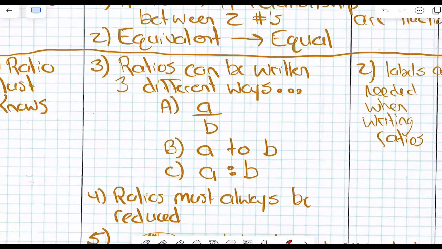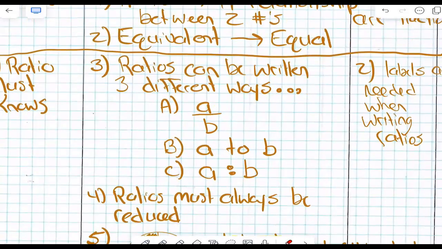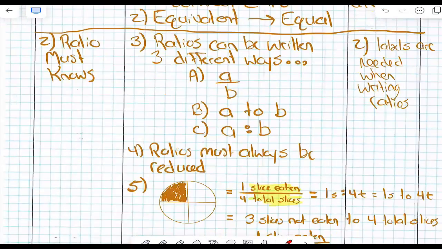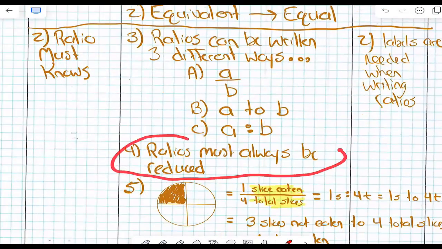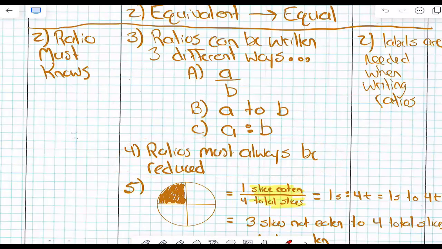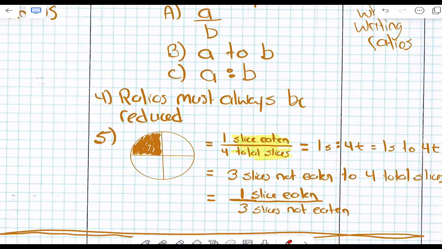All right, so ratios can be written 3 ways. Before we talk about the relationship between two numbers, I need to make sure you understand how to write them. You can write ratios in 3 different ways, yes? You can write them as a fraction, you can write them using the word "to," or you can write them using a colon. If you have a ratio that is not in simplest form, what should you do? Reduce.